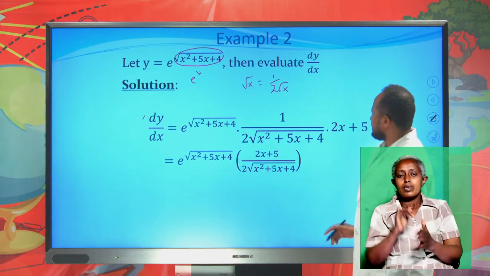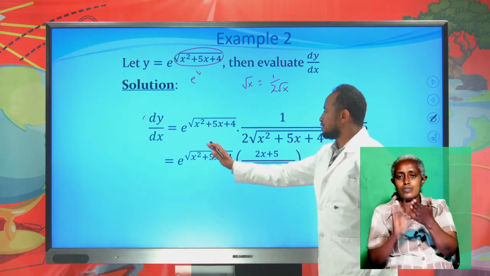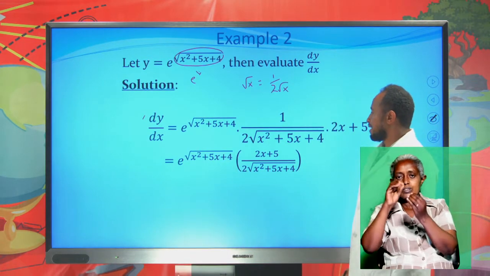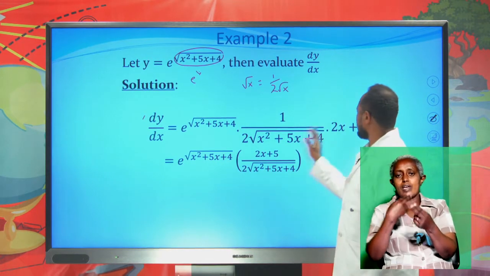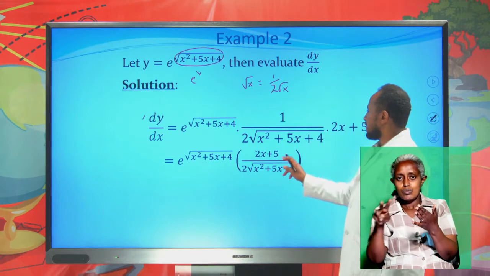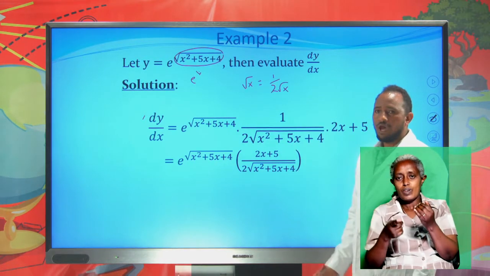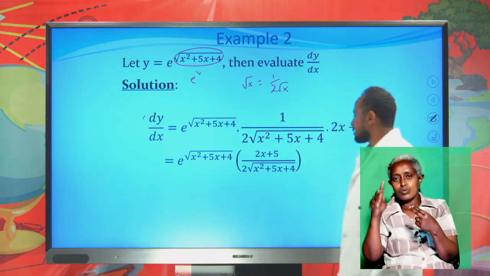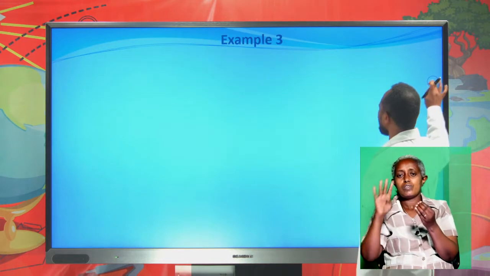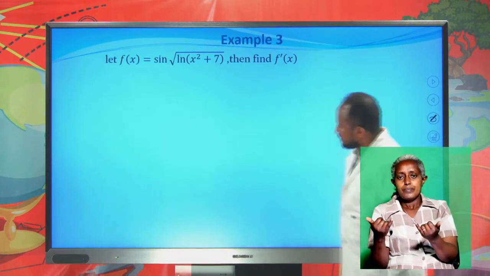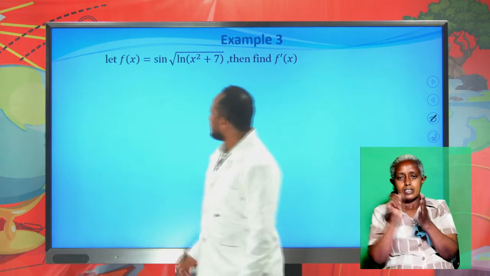I can rewrite this in this form. We have e raised to the square root of x squared plus 5x plus 4, times the product of the two, which is 2x plus 5 over 2 times the square root of x squared plus 5x plus 4. Now, let's see another example, the third example.